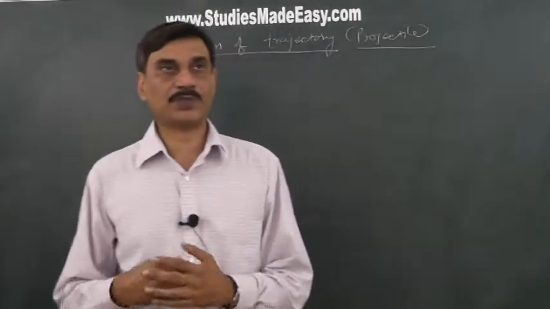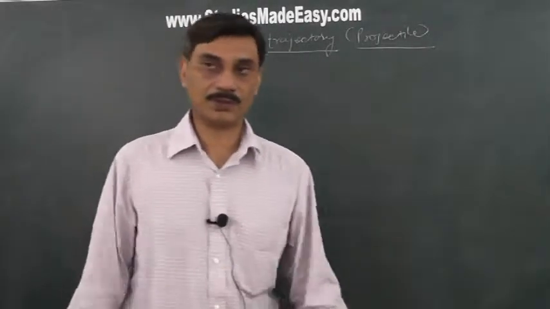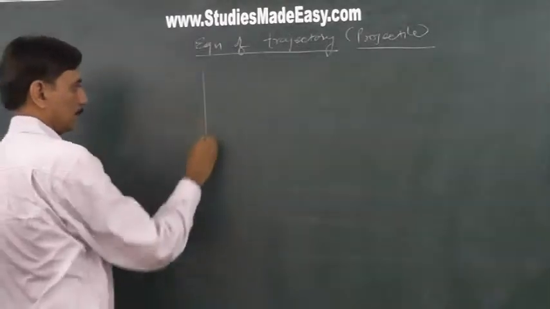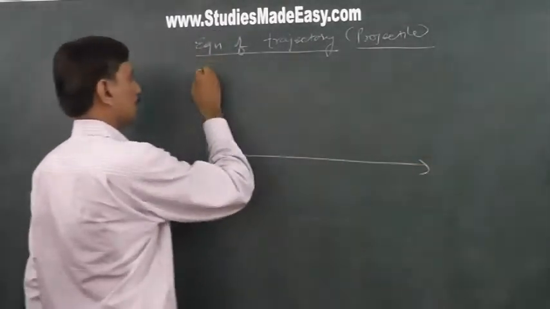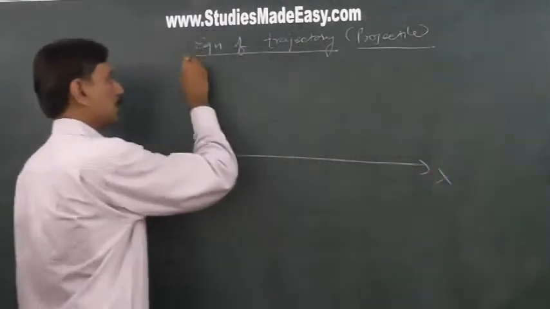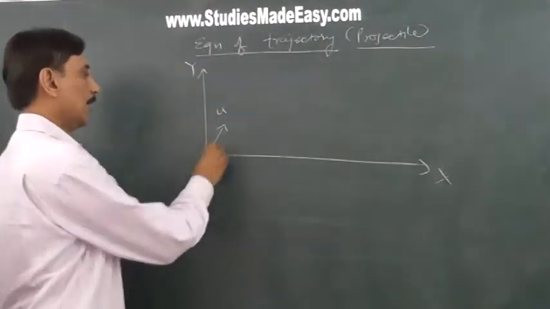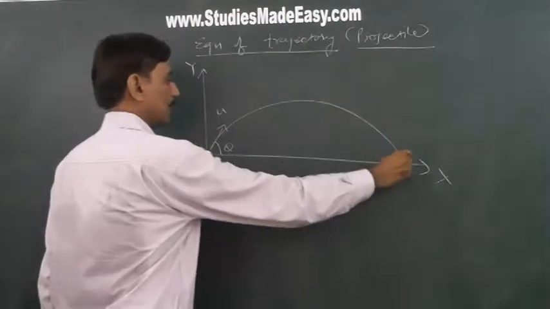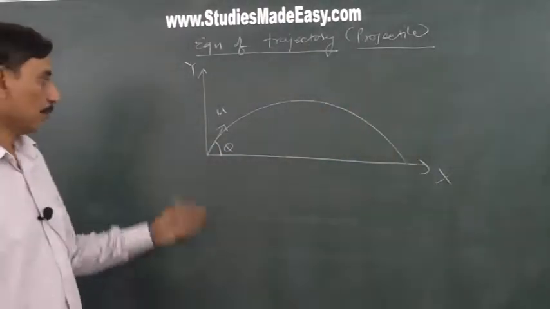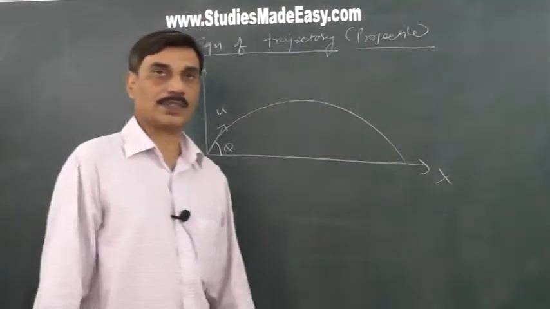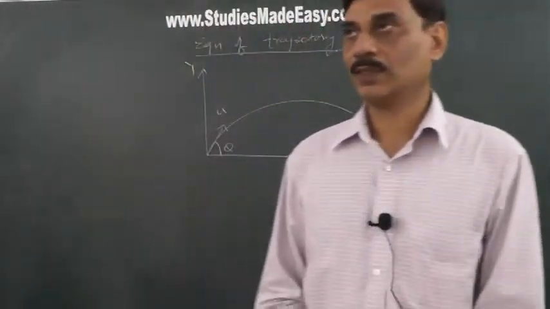We shall be doing the equation of trajectory for a projectile motion. This we have taken as the x-axis, this is the y-axis. Over here we have thrown a body with velocity u at angle theta. It goes like this.